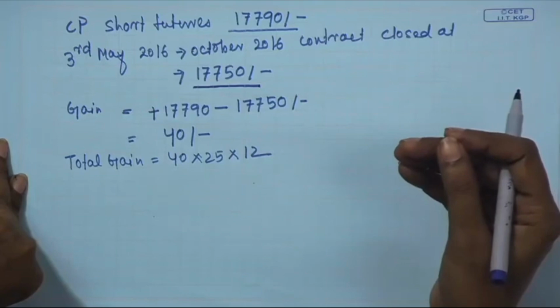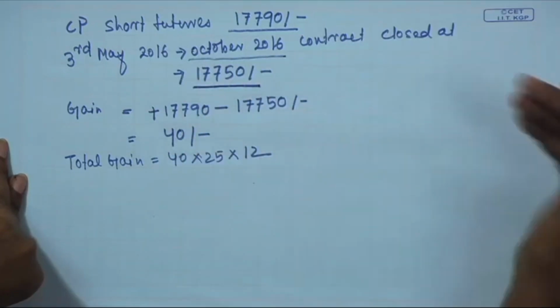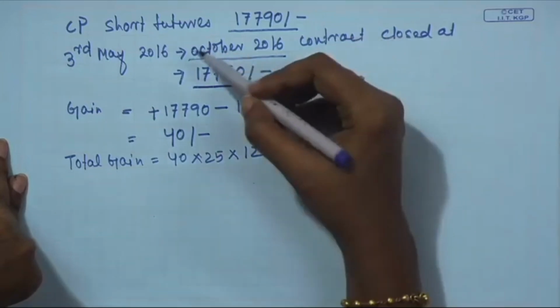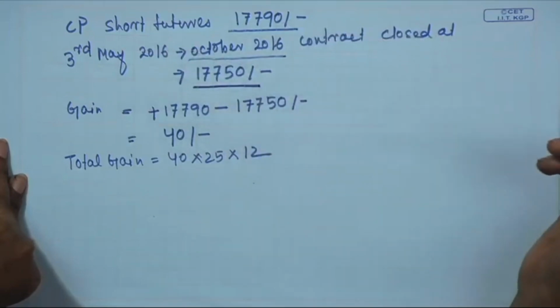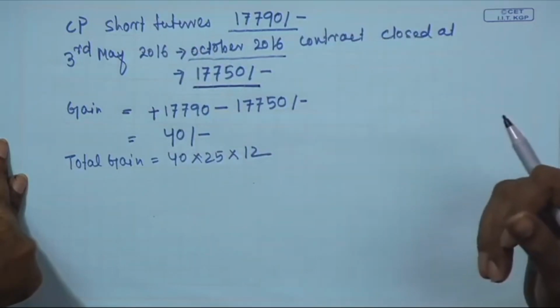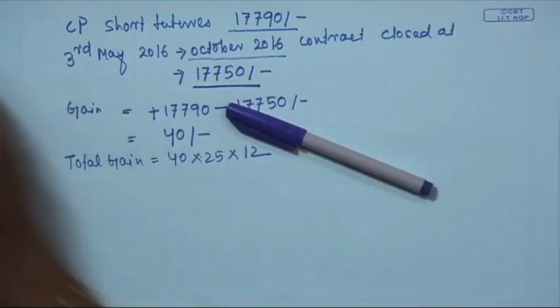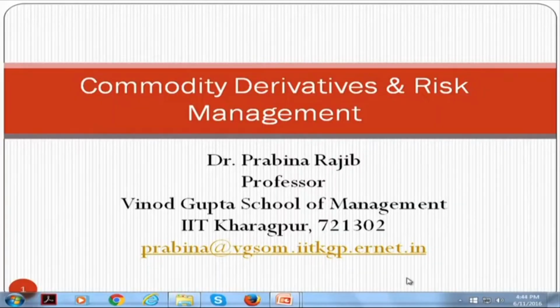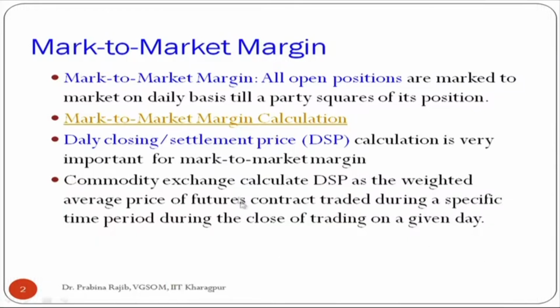If he does not square up the position till this October 2016 contract comes to an end, then it will lead to a delivery. This party will deliver the underlying, and whoever is the counterparty will take delivery of the underlying, that is a cotton contract. Now let us go back to the Excel calculation which I have done. As I mentioned, all open positions are marked to market on a daily basis till a party squares up its position. So let's go to this Excel file.